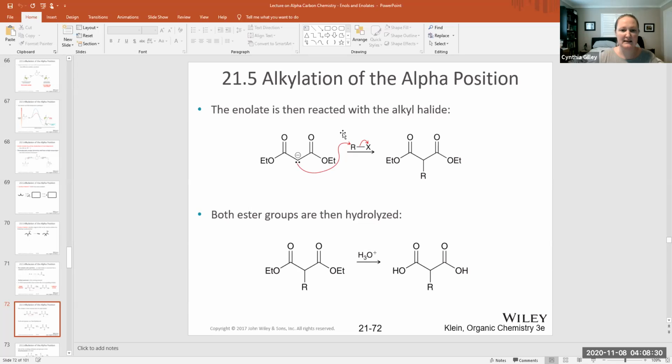Of course, because this is an SN2 reaction, you should be thinking that this alkyl halide should most preferably be methyl or primary. And that alkylates the alpha position to introduce an alkyl group, again, that is either a methyl or a primary alkyl group. After that alkylation reaction, we can use acid catalyzed hydrolysis, and we will hydrolyze both esters to a carboxylic acid. And recall that's a reaction from the previous chapter, chapter 20.